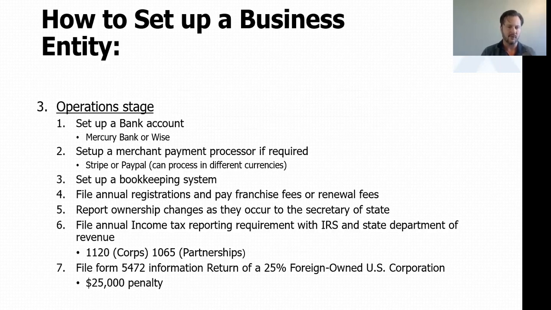Then if you have a change in ownership, you have to report that to the Secretary of State. And additionally, if you're a corporation, you have to report quarterly meetings to the Secretary of State. And then you have annual income tax reporting requirements with the IRS, and whatever state you formed in, you have to report income every year, regardless if there's activity or not. So if you form a corporation, you have to file a 1120. If you form a partnership, you file Form 1065.